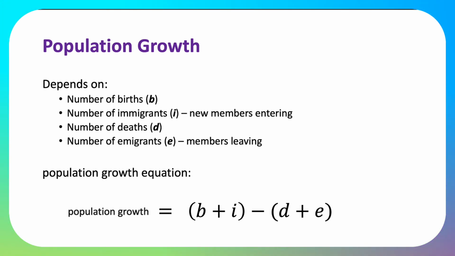Okay, so in terms of population growth, there's an equation for it, which looks a bit scary, but it's not really. The B is just for births, the I for immigration, D is for deaths, and E for emigration. So immigration is when new members join, and emigration is when members leave the population. Okay, so births and immigration are both positive. Deaths and emigration are both negatives.